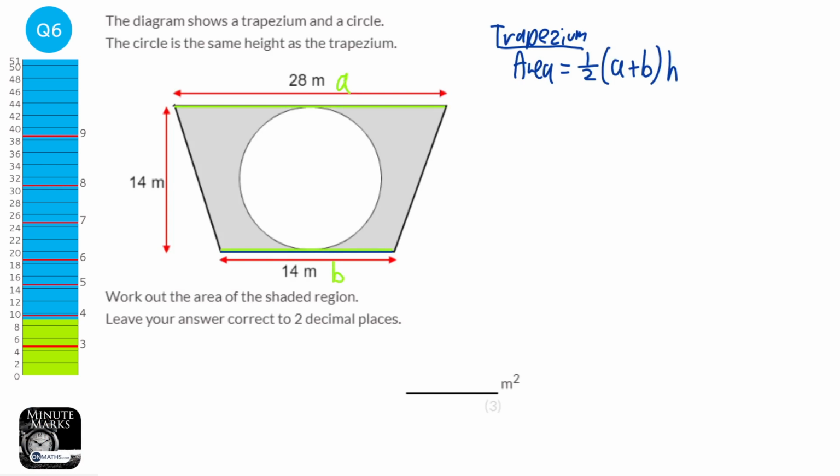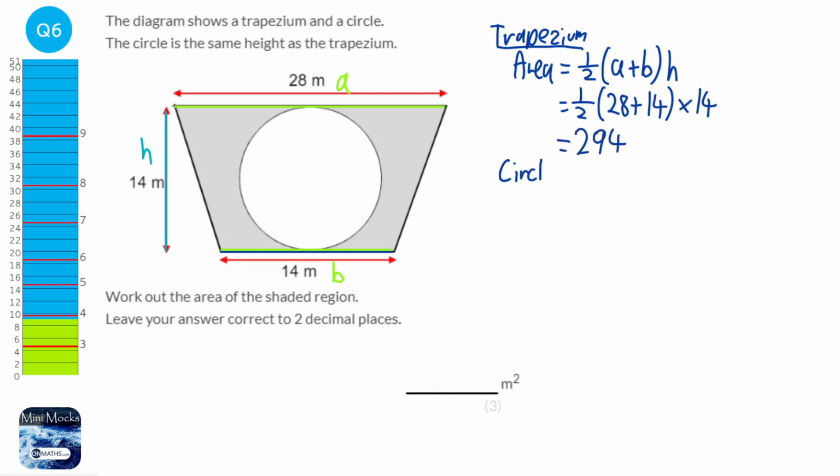And then the H is the perpendicular distance between them. Perpendicular means it hits it at right angles, so that's what we've got here. So the area would be half times A, which is 28, plus B, which is 14, times the height, which is 14. And so that would be 294.